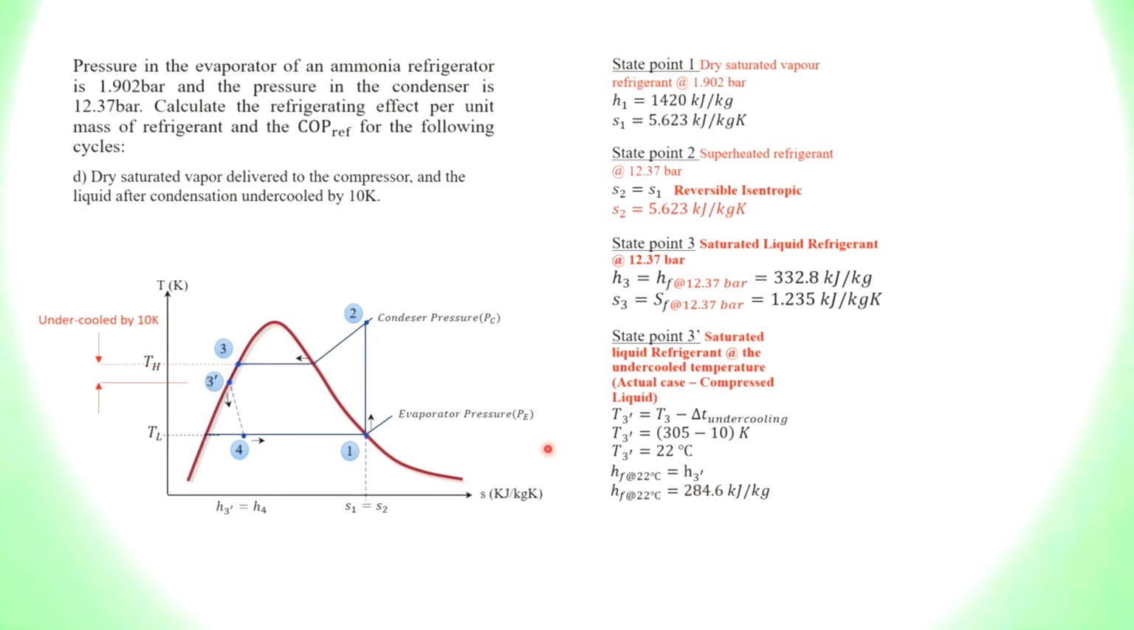So why is this important? Because you need your H4. To find your H4, you need to have your H3 prime, not your H3. So HF at 22 degrees C gives you 284.6 kilojoules per kg. Then state point 4, as we know, should be H3 prime, which is 284.6 kilojoules per kg.